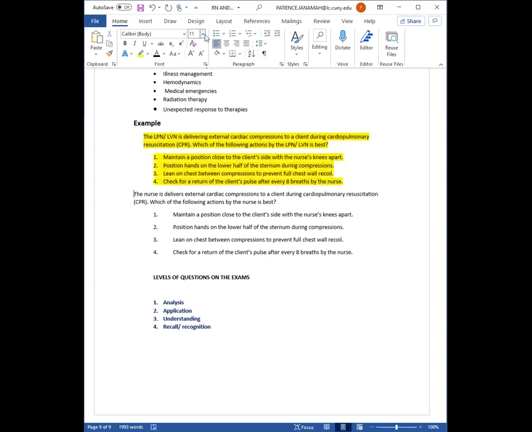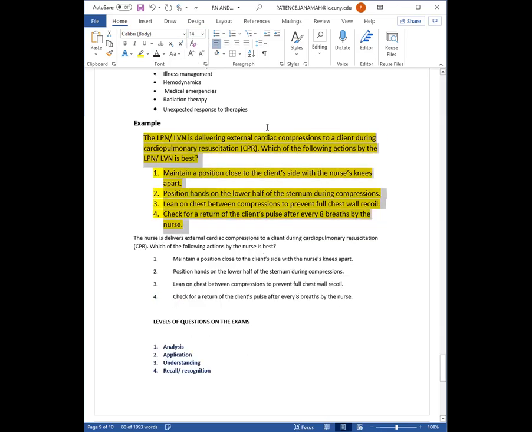The LPN is delivering external cardiac compression to a client during cardiopulmonary resuscitation. Which of the following actions by the LPN is best? 1. Maintain a position close to the client's side with the nurse's knees apart. 2. Position hands on the lower half of the sternum during compressions. 3. Lean on chest between compressions to prevent full chest wall recoil. 4. Check for a return of the client's pulse after every 8 breaths by the nurse.